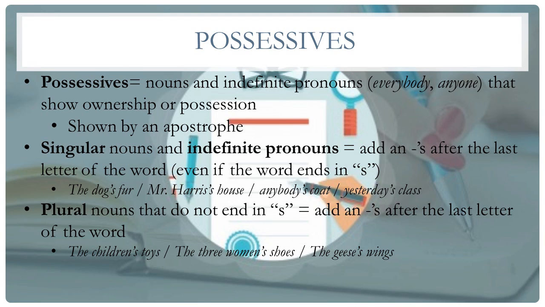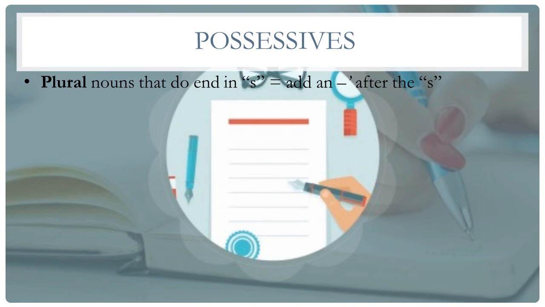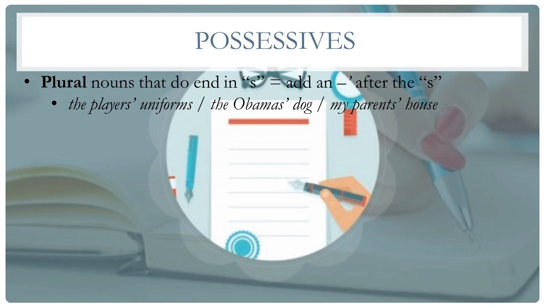For plural nouns that do end in S, however, this is where it changes. Instead of adding an extra S, we just add the apostrophe. So we have here: the players' uniforms, the Obama's dog, my parents' house. Each of those plural nouns ended in S, so we simply add an apostrophe at the very end of the word. There are a couple more tricky categories of possessives.